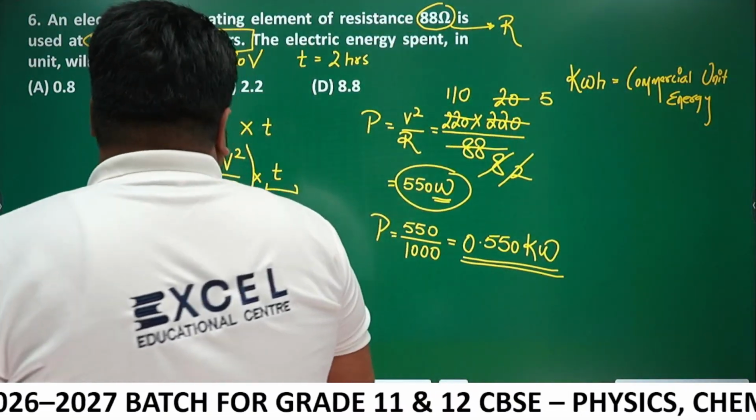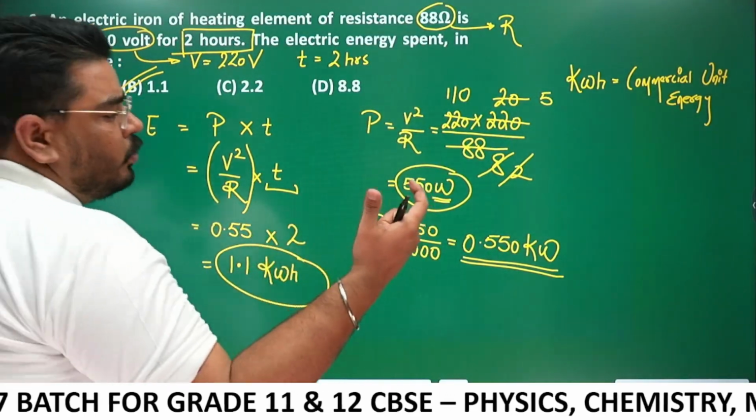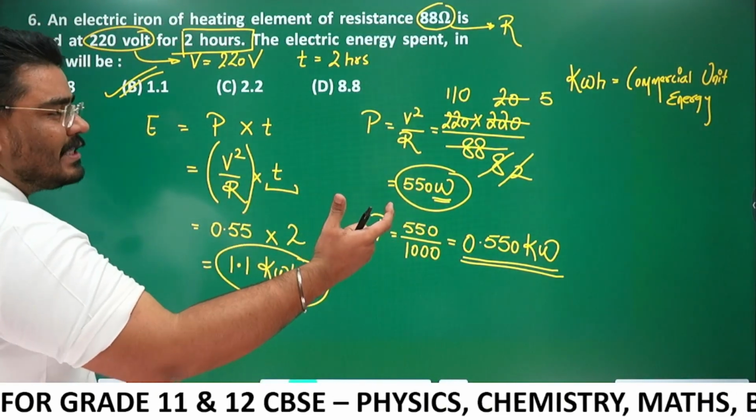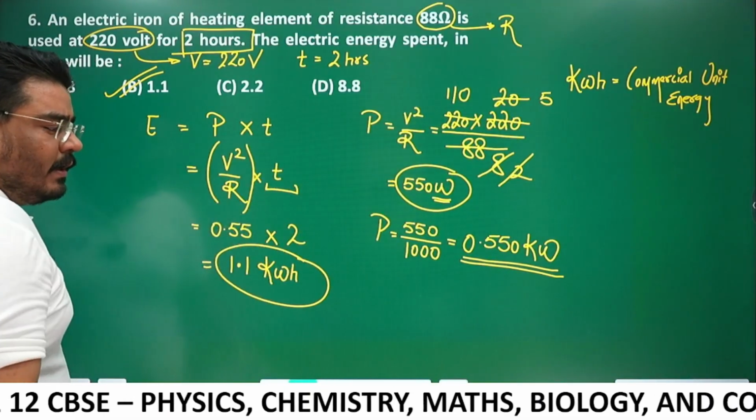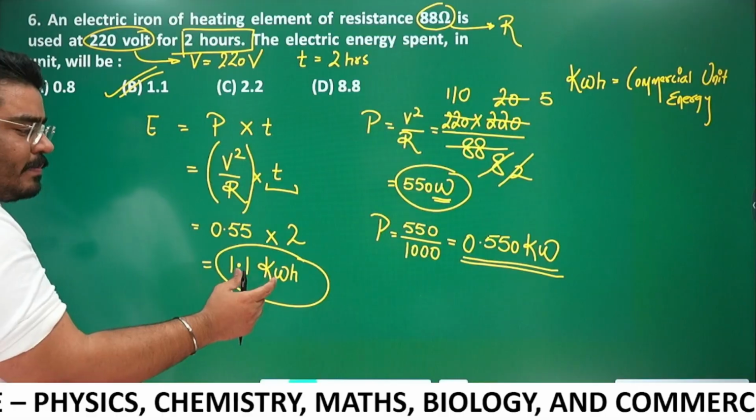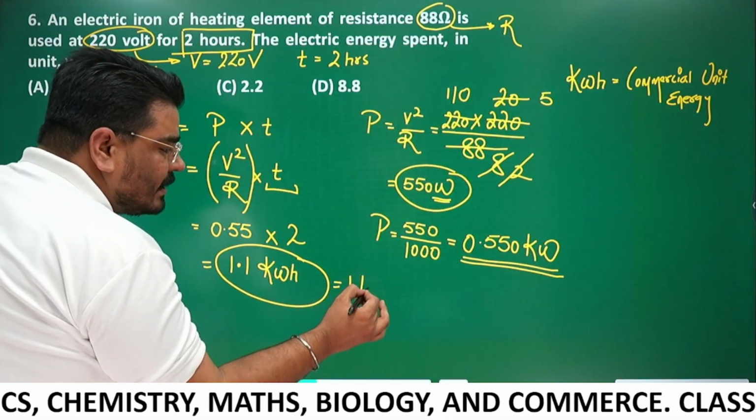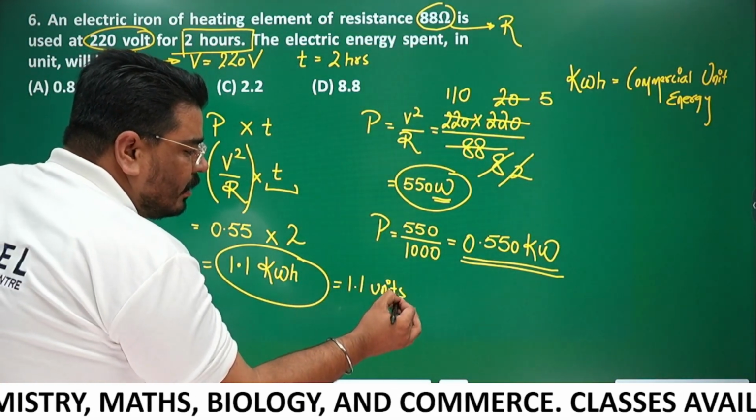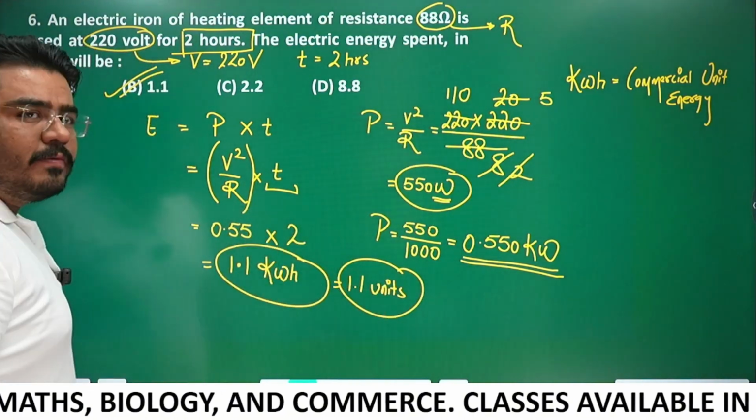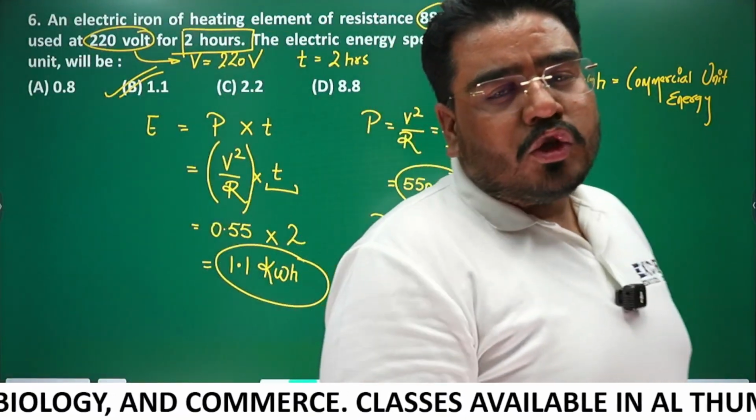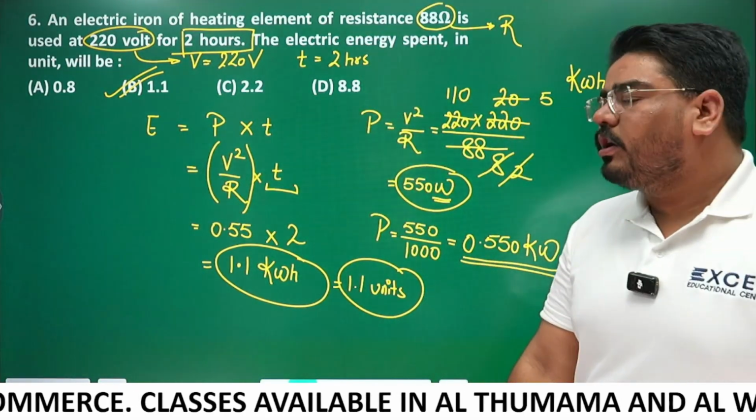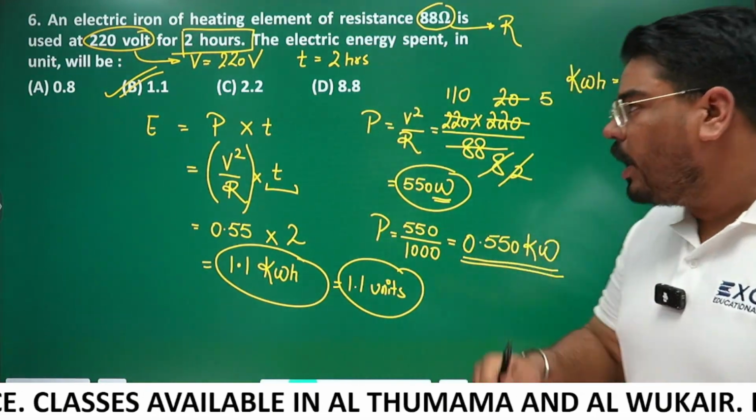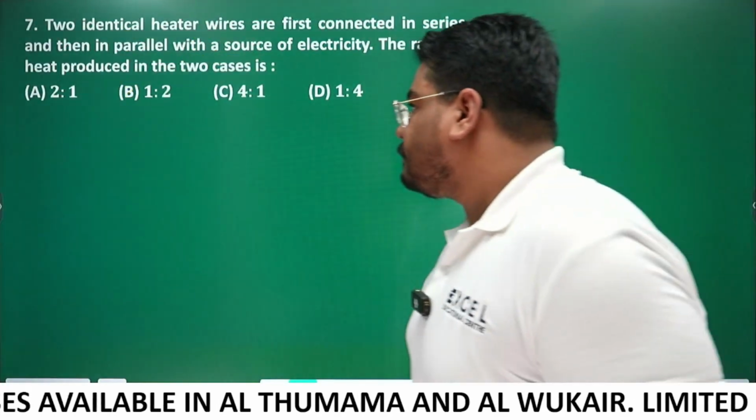Similar questions, they can also give you the price of a unit. Let's suppose they say that 1 unit costs 10 rupees. Just multiply that cost. So this many units, 1.1 units, each unit is 10 rupees, multiply. 11 rupees will be the answer. Right? So please understand how to deal with questions that are based on commercial units. Moving on to the next question, please.